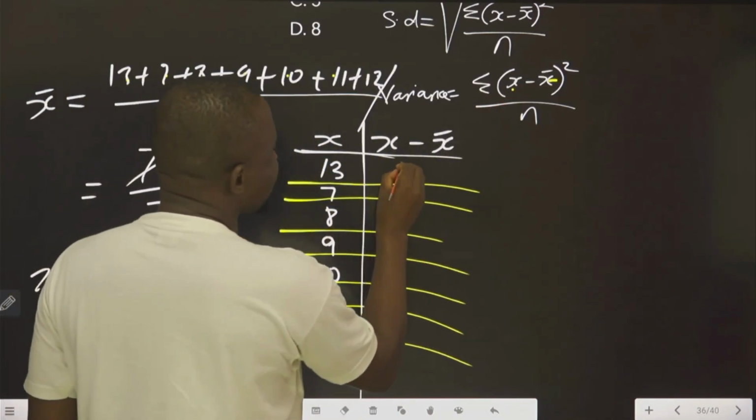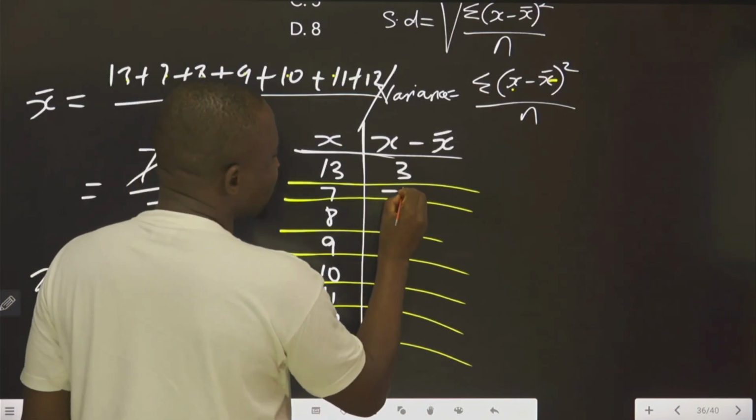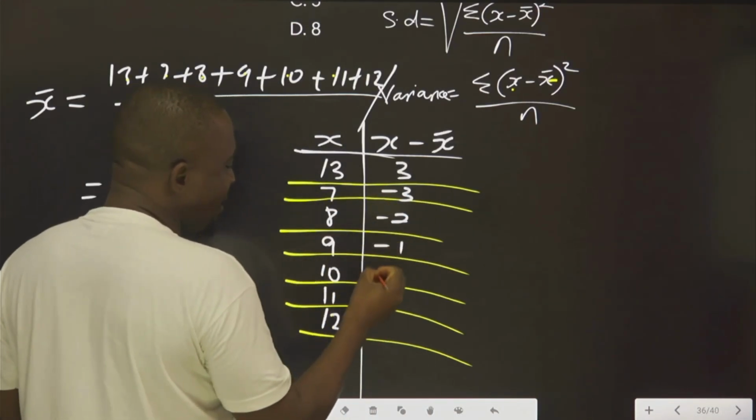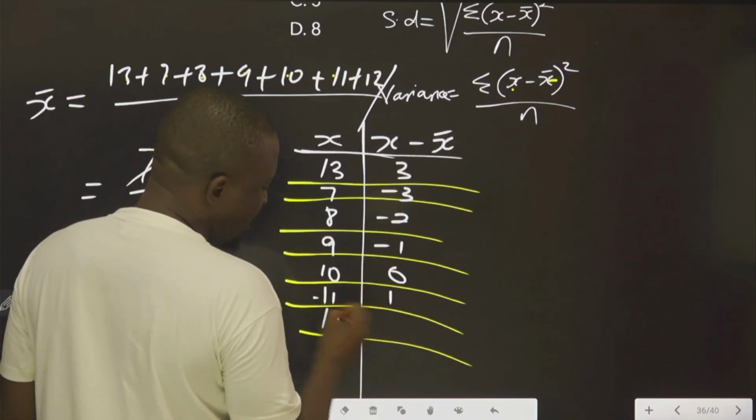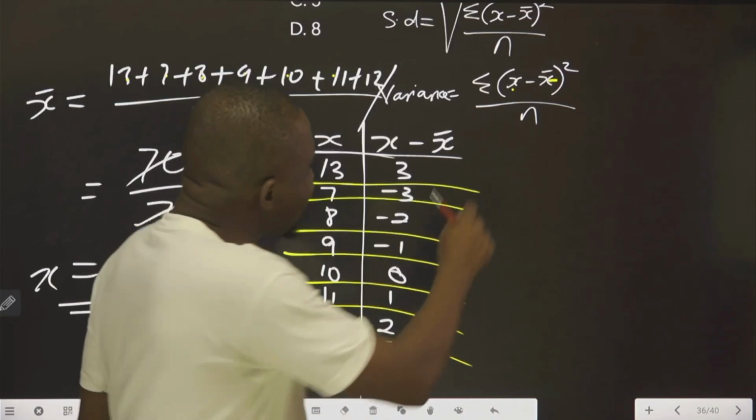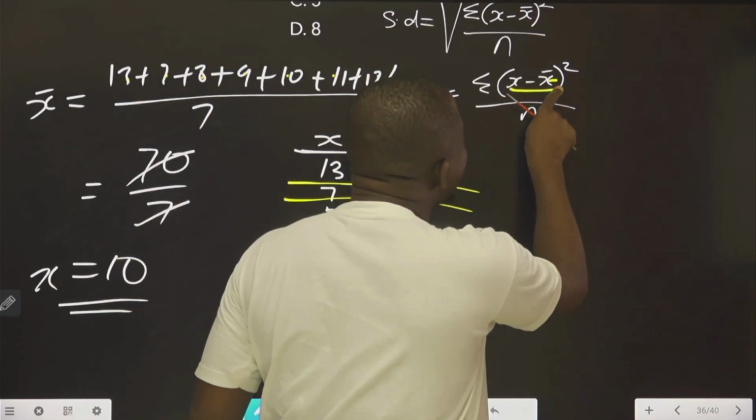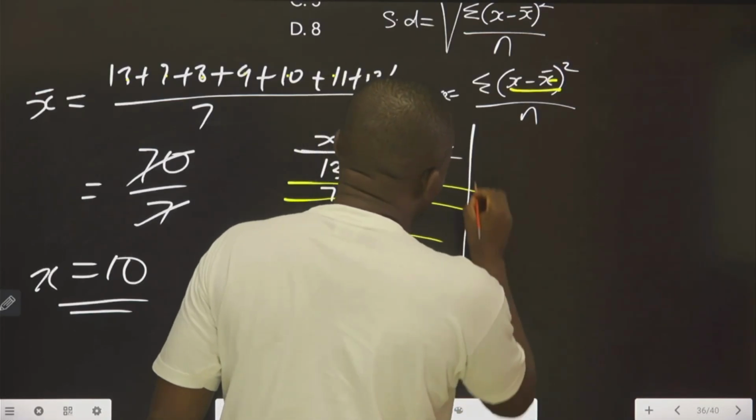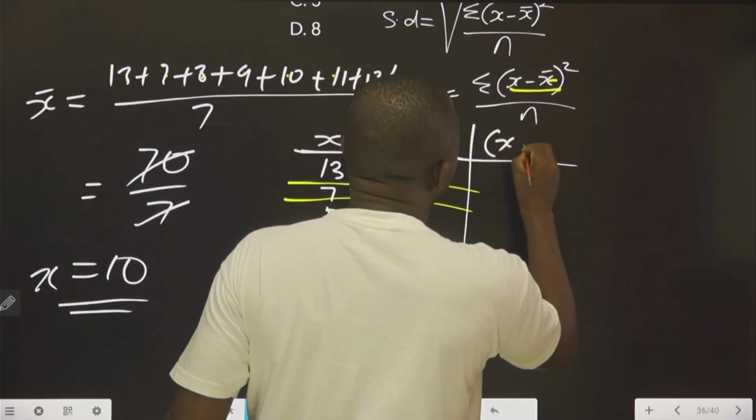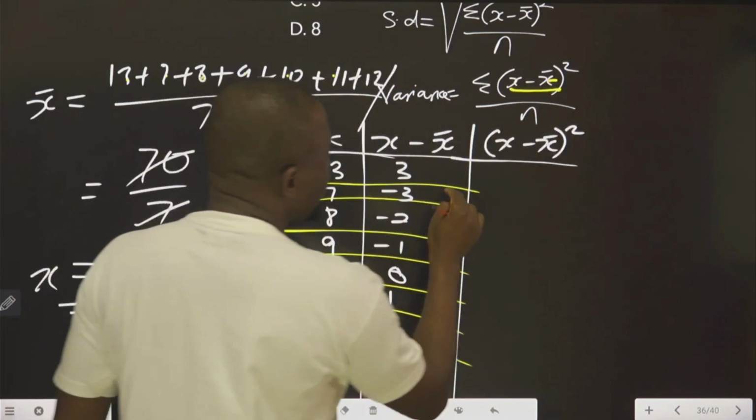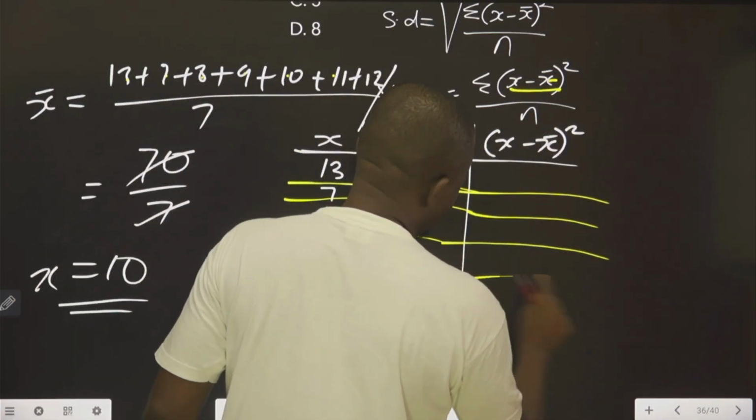10 minus this will give us 3. 10 minus this will give us minus 3. 10 minus this will give us minus 2. 10 minus this will give us minus 1. 10 minus this will give us 0. 10 minus this will give us 1. 10 minus this will give us 2. Okay? Now that we have this on the left side, the question says we should also square it. We must square it first. So now we're going to look for the square of this according to the formula. So we need to square all these guys, okay?